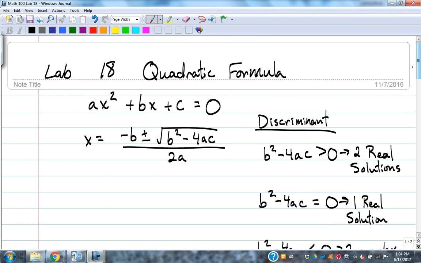Math 100, lab number 18. We'll talk about the quadratic formula, using it to solve quadratic equations.